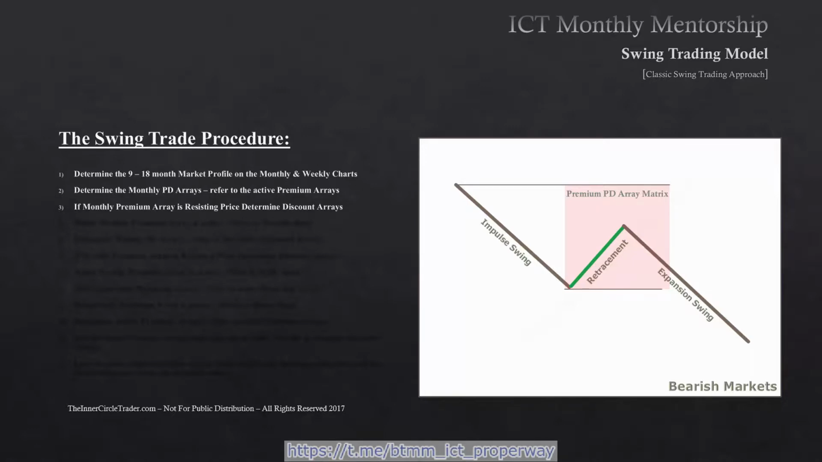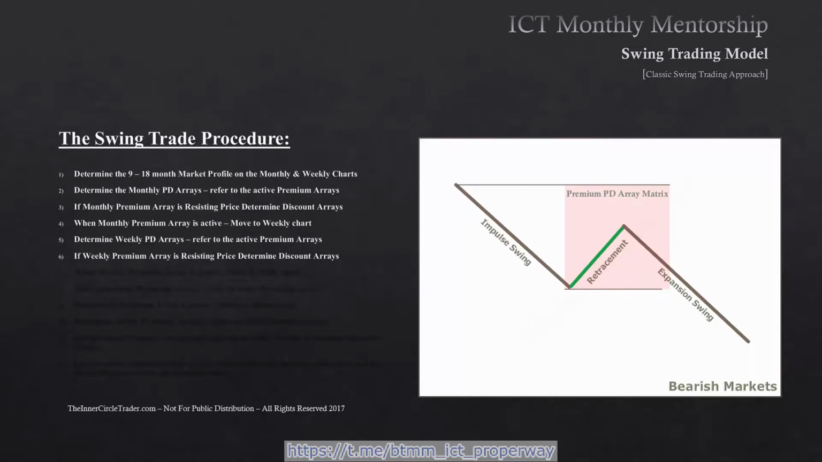So in other words, where should price reach down to? And when the monthly premium arrays are active, in other words, we defined what they are on the monthly levels, we move those levels to the weekly chart. Then we take the same thing, we apply it to the weekly. We break down the PD arrays on a premium basis, and then we refer to all of the active, what would be seen as premium arrays on the weekly chart. If the weekly premium array is resisting price, we determine where the discount arrays are on the weekly chart. So we're defining our range in terms of premium to discount on the weekly as well.